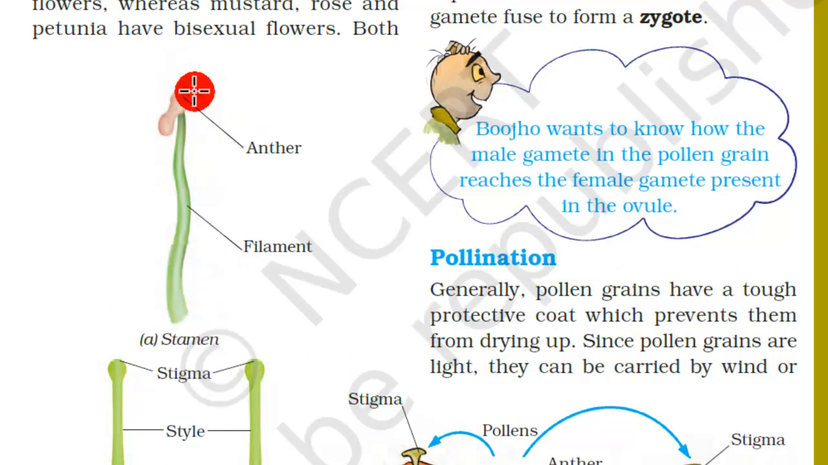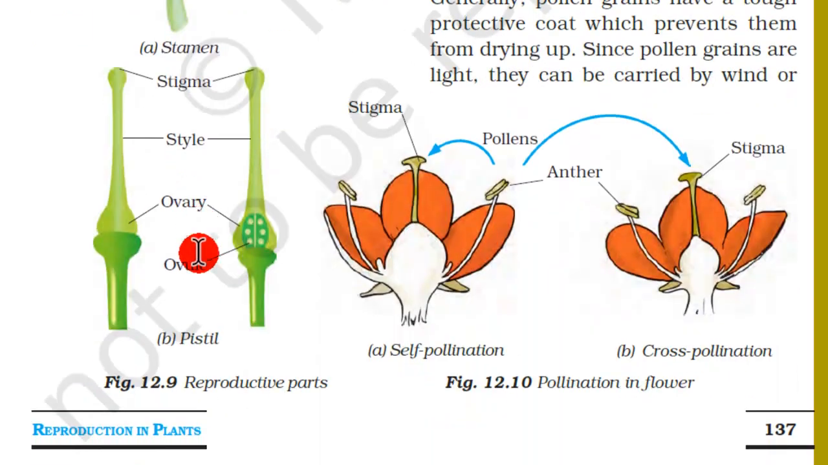The anther here we see contains pollen grains which produce male gametes, and the pistil which contains stigma, style, and ovary. Here the ovary contains one or more ovules. The female gametes or the egg is formed in the ovule. In sexual reproduction, a male and a female gamete fuse to form a zygote.